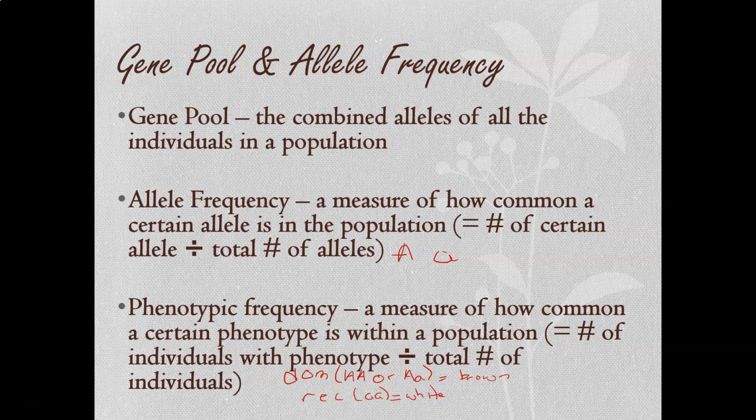So we're looking for the frequencies either of just the capital A allele or the lowercase a allele. Because every individual has to carry two of these, we've got to calculate how many have two of this, how many have two of this, or how many have one of each. That's the idea here for your allele frequencies. When I'm looking at phenotypic frequencies, I now just want to know, well, how many are brown versus how many are white?